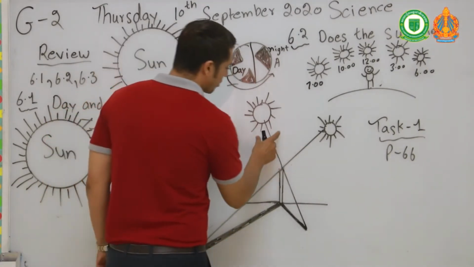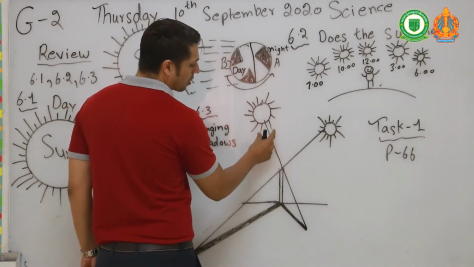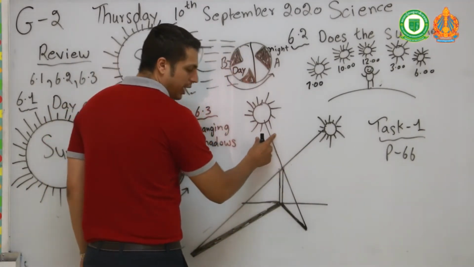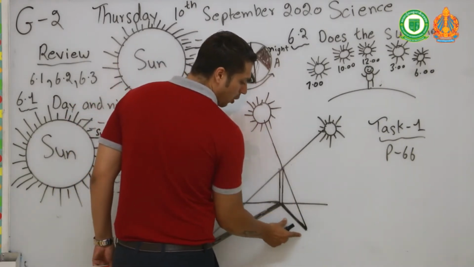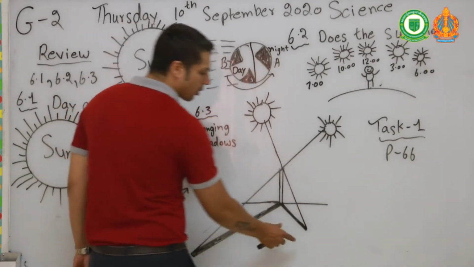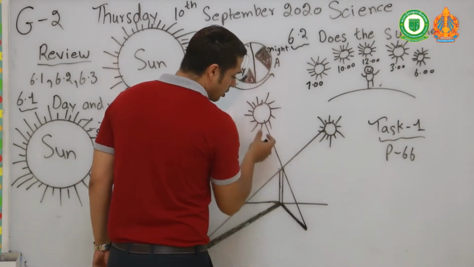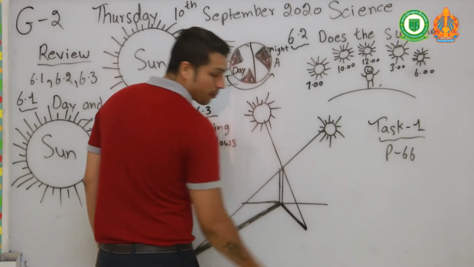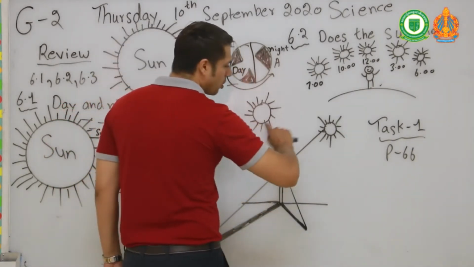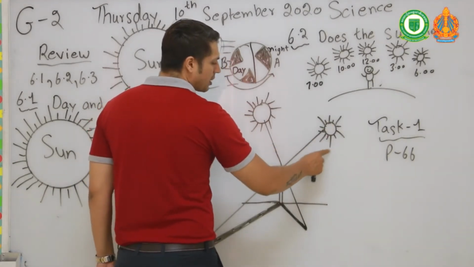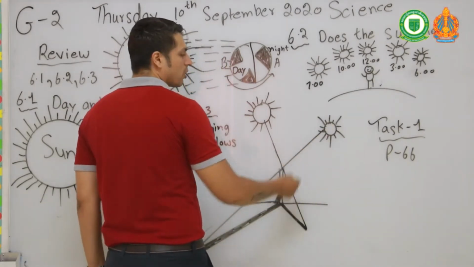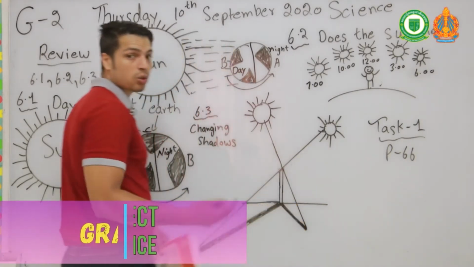Let's have a look here. Now the sun is on the top, so that means it's midday and the shadow is small. It's not that long, it's not that big, so it's short. This shadow is short. But when the sun goes down, imagine this is around 4 or 5 o'clock, so that means it's close to sunset.